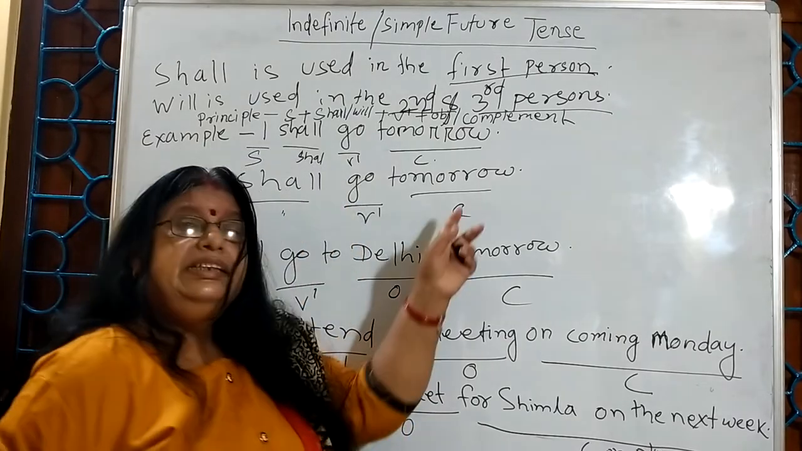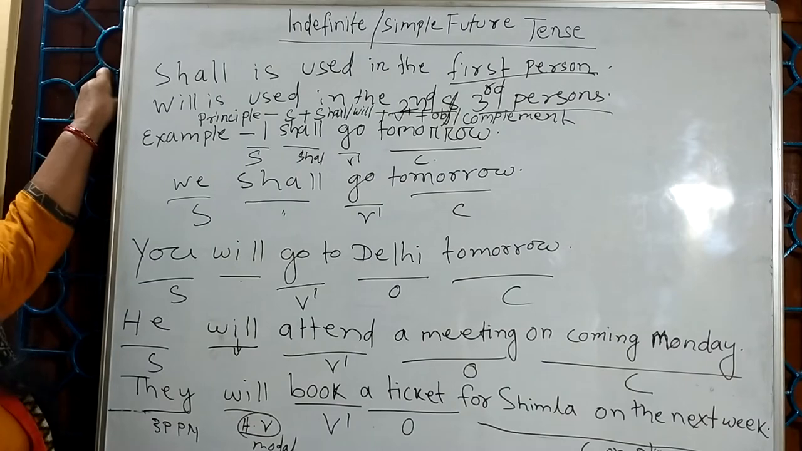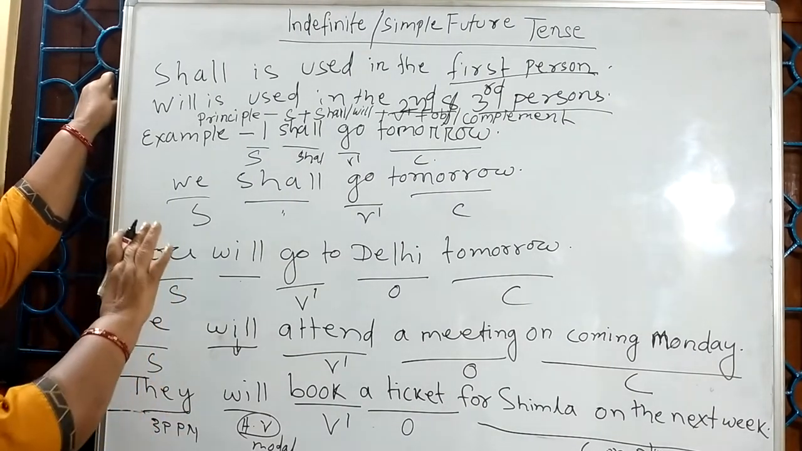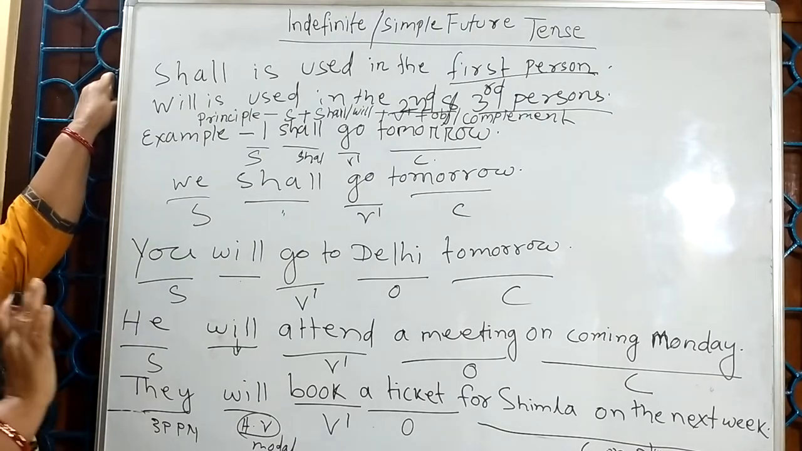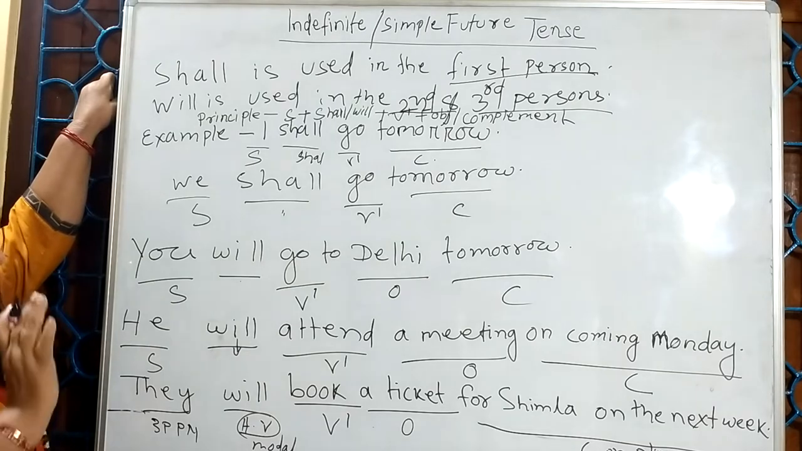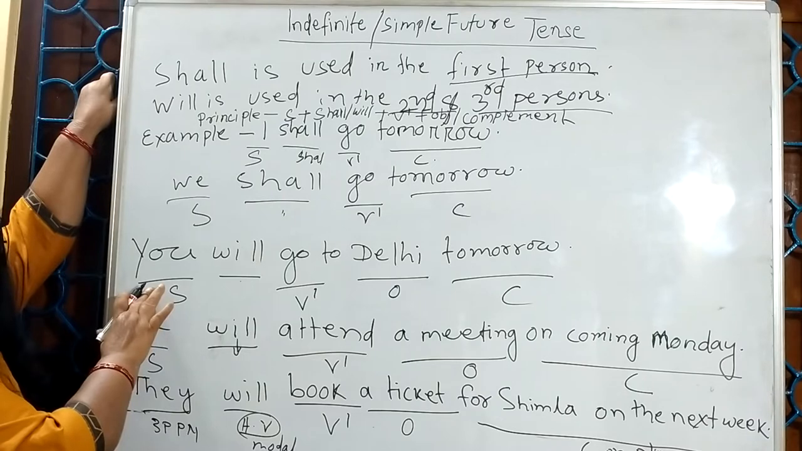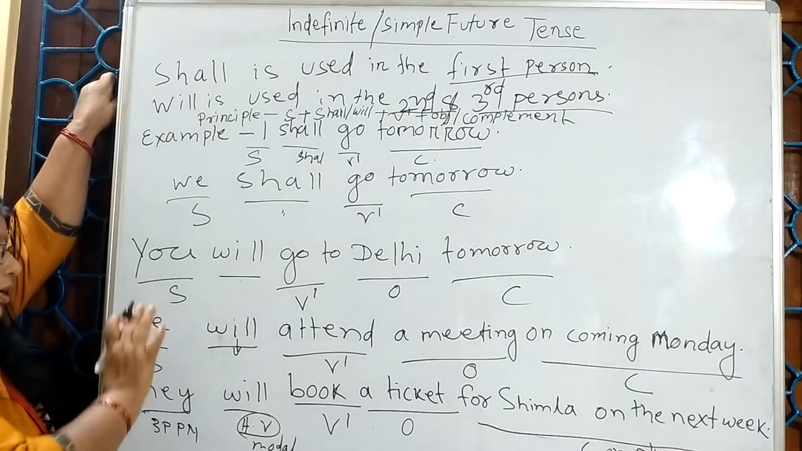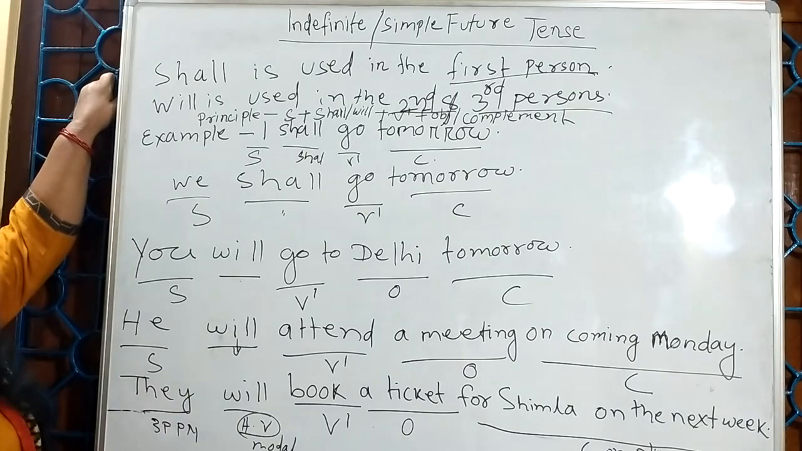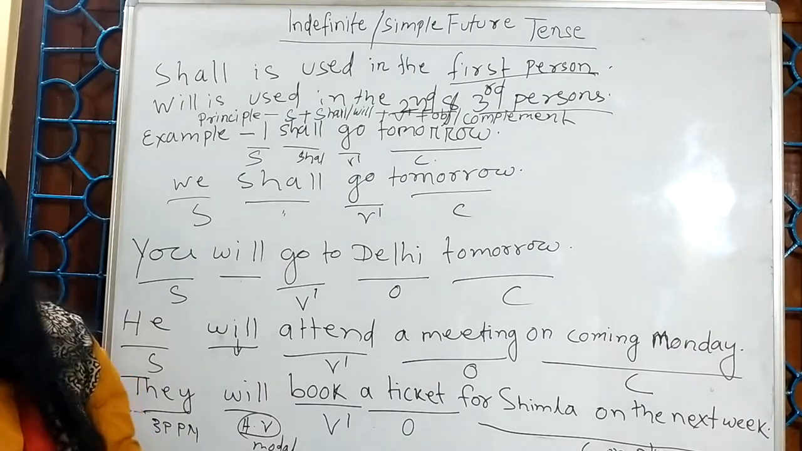So these are commonly used. Shall is used for first person singular and plural. Will is used in second person singular and plural, and third person singular and plural. So here, sir, it is clear now. Let us see.